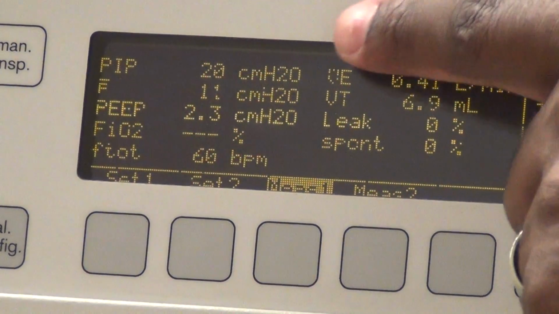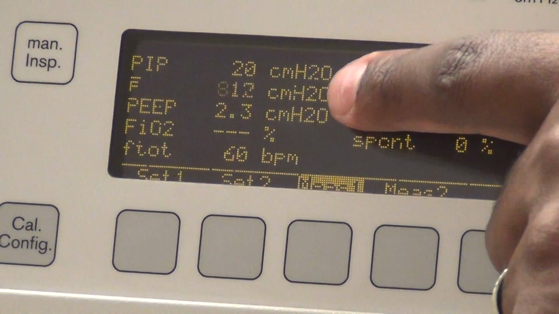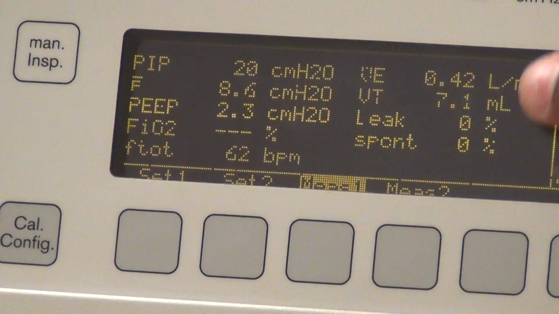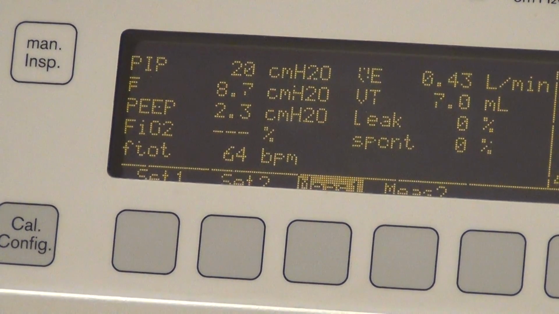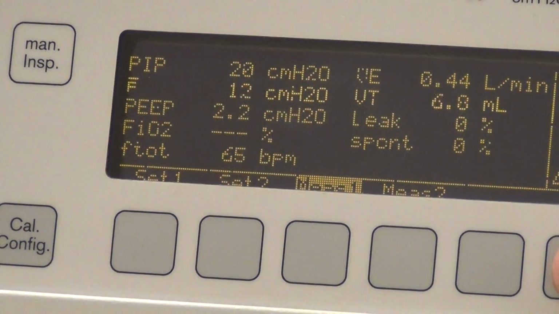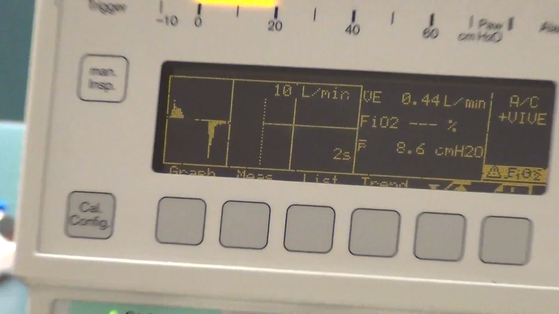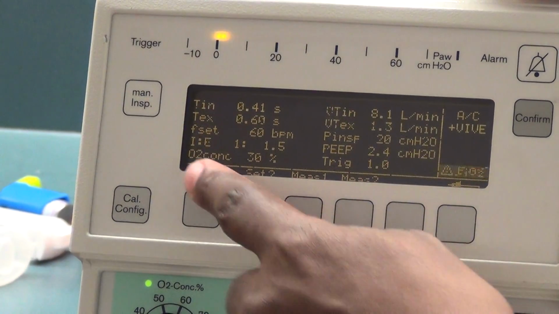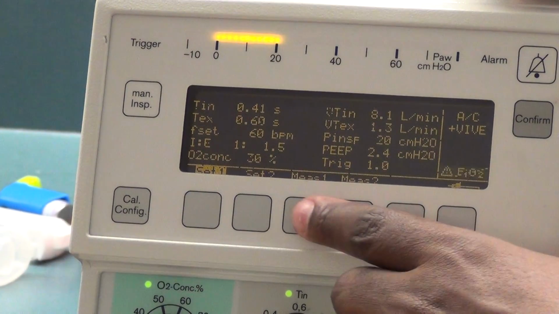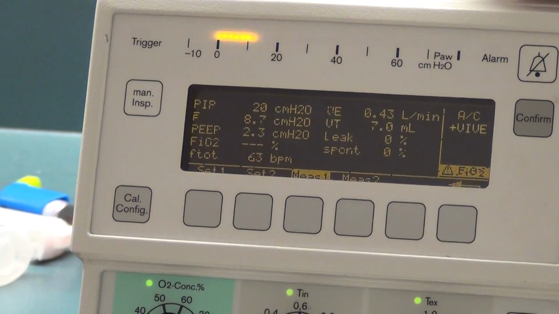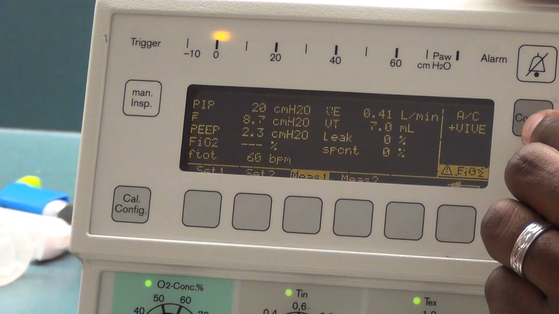From this screen, that's where we see our PIP, our mean, our peak, our FiO2, our rate, minute ventilation, tidal volume, and if there were any leaks, that's where we could see that information. When you chart, that's the screen that you have to be on. So to go over that again, let's go back out to the main screen. Press list. If you're doing the settings, you're in set 1. If you're doing the charting, you do measure 1. Those are the settings and monitor values for the Draeger ventilator.